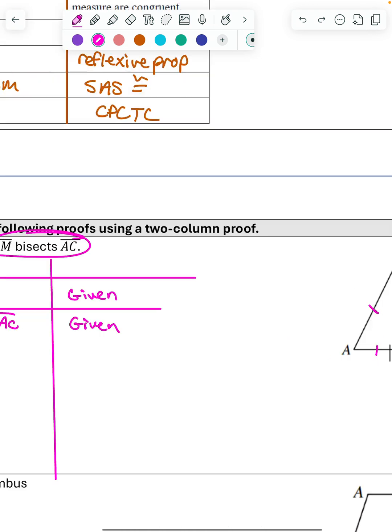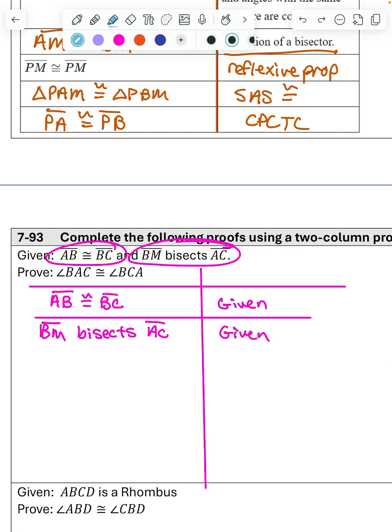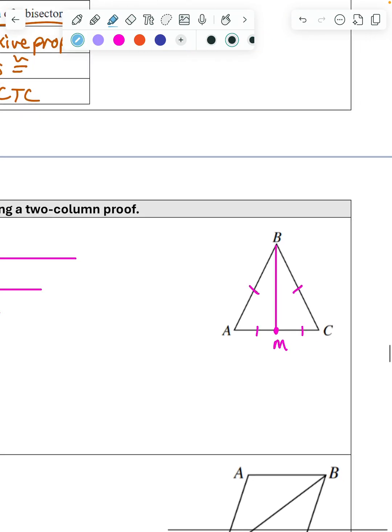All right, let's see if we can figure out where this proof is going to go. I'm trying to prove that angle BAC is congruent to angle BCA. So I'm trying to say that angle BAC over here is congruent to BCA. All right, this seems like another CPCTC problem to me. If I can prove that triangle 1 is congruent to triangle 2, I could prove that their corresponding angles are congruent.